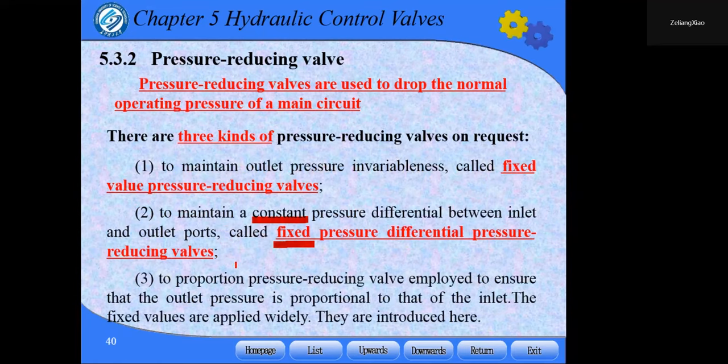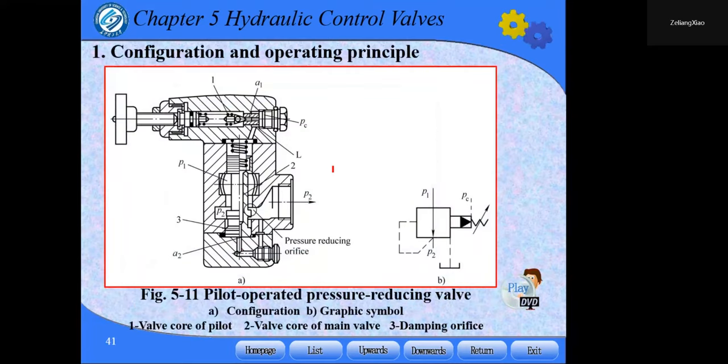Last one is the proportion pressure reducing valve, employed to ensure that the outlet pressure is proportional to that of the inlet. The fixed value valves are applied widely. They are introduced here, so we can see this one.